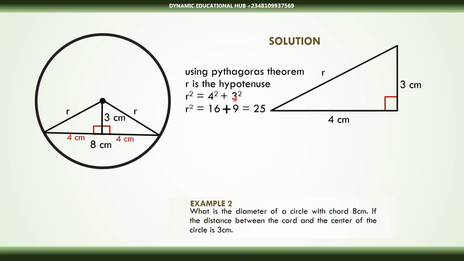What is 4 squared? 16. What is 3 squared? 9. So we have 16 plus 9 is equal to 25. So r squared is 25. Since we are looking for r here, our r automatically is going to be the square root of 25. And what is the square root of 25? That is 5. So our r will be 5 centimeters. And we know that diameter is equal to 2 multiplied by radius. So that gives us 2 multiplied by 5 centimeters, which is equal to 10 centimeters.